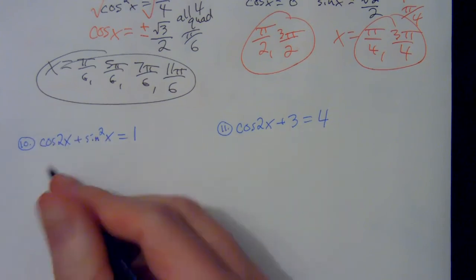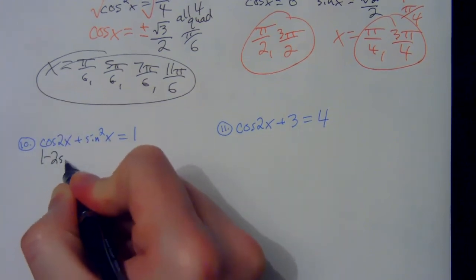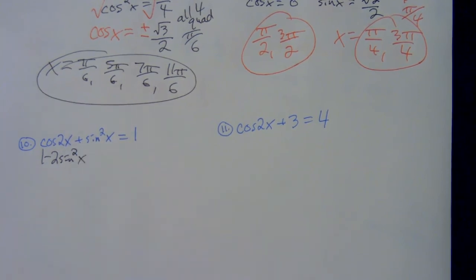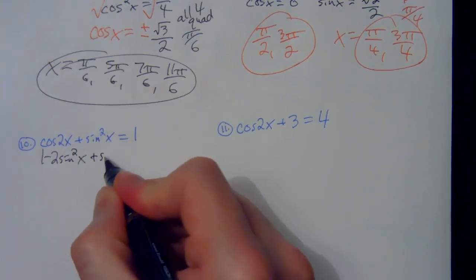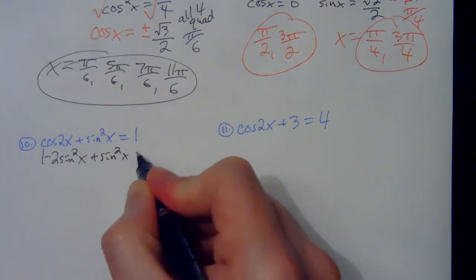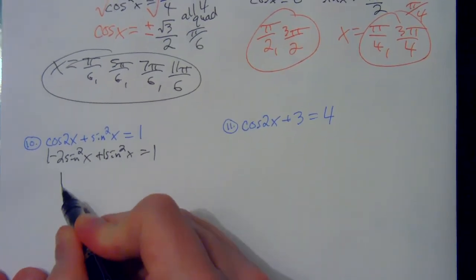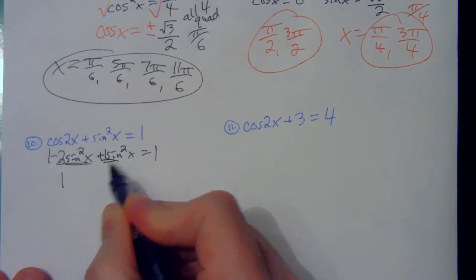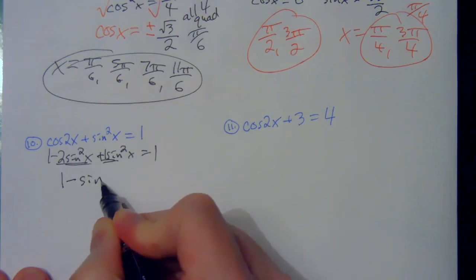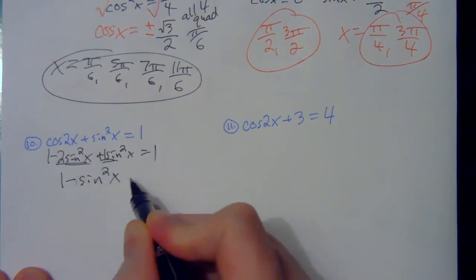And so I'm going to make this guy 1 minus 2 sine squared. And then you got that plus sine squared. And then you got, this is 1, this is negative 2 plus 1, which is negative 1 sine squared x. Like you got a 1 in front of there.